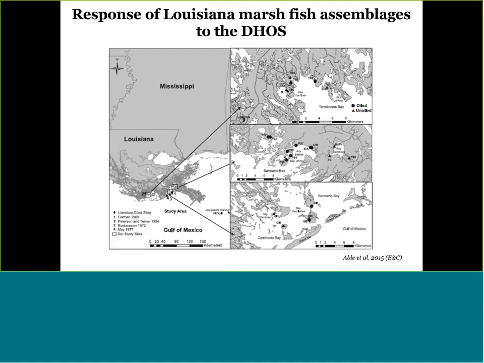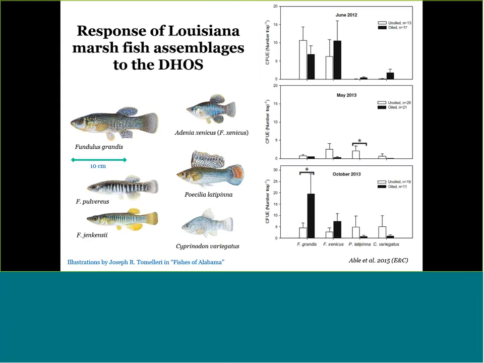And what about marshes? So I've also been part of a group working in Louisiana marshes, and this is just a map of all the places we visited. Everywhere that you see a black dot is a site where we've sampled fishes. About half of these sites were oiled. During the oil spill, oil actually arrived at the marsh and gummed up the marsh. The other half are our control sites, so they're not oiled.